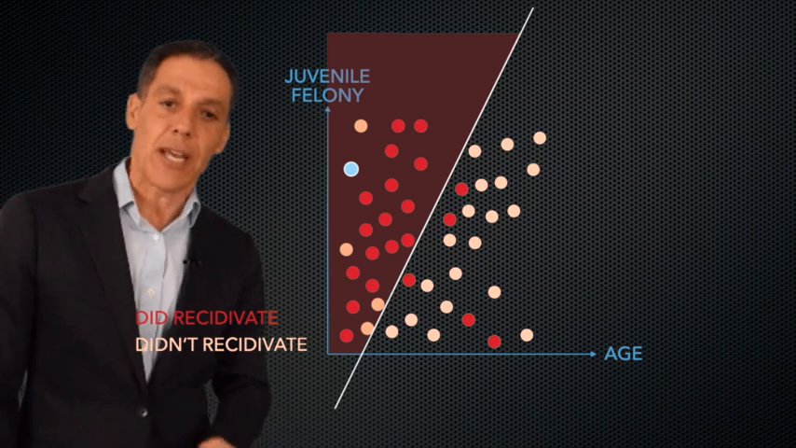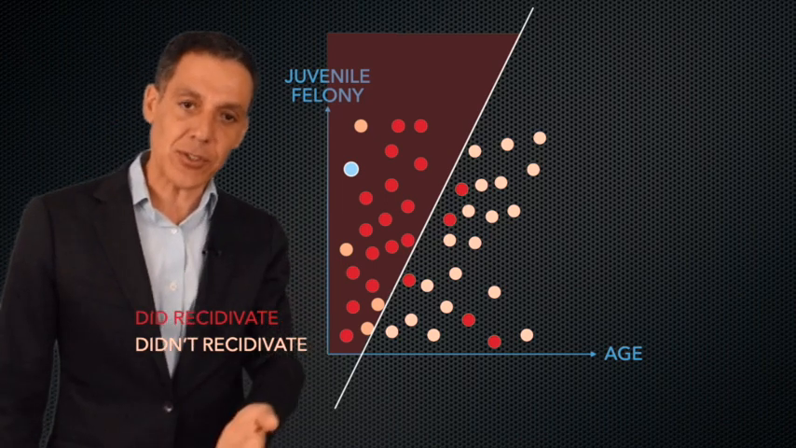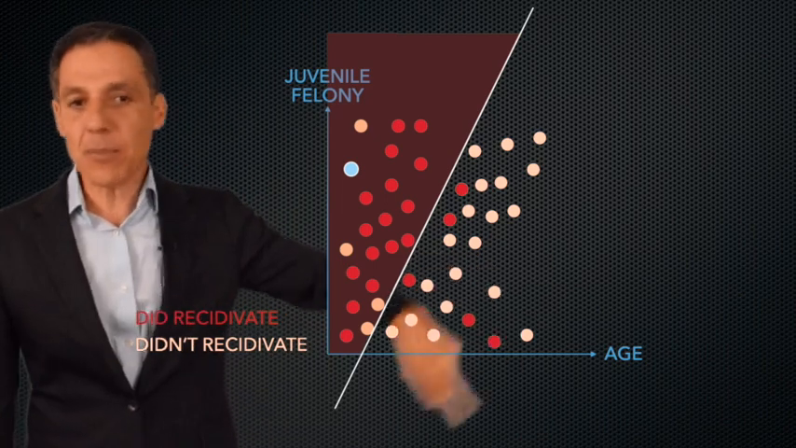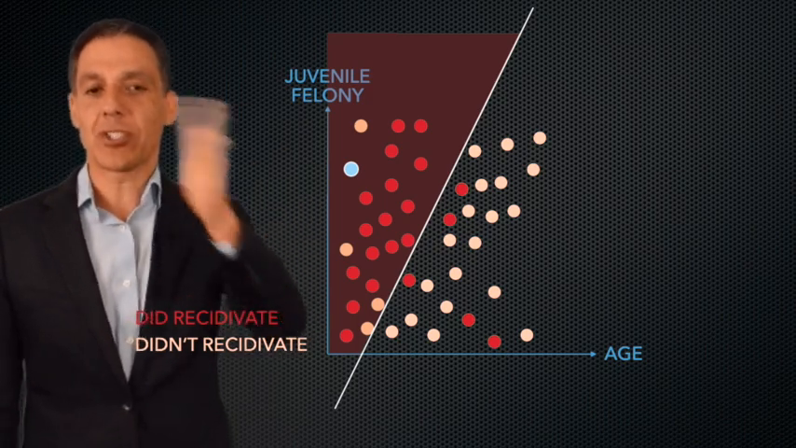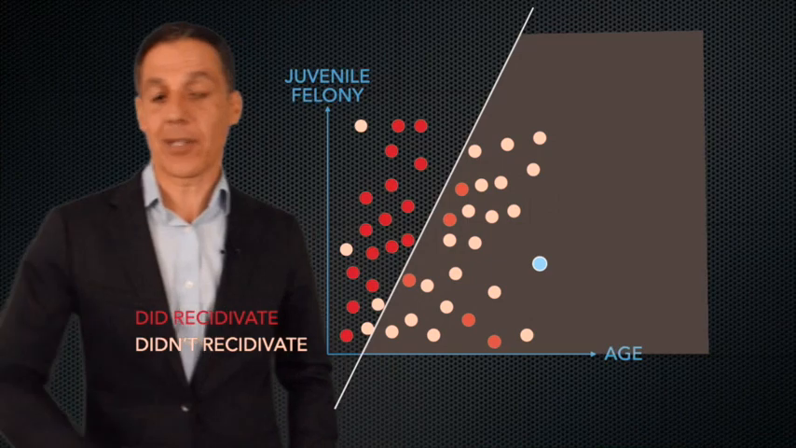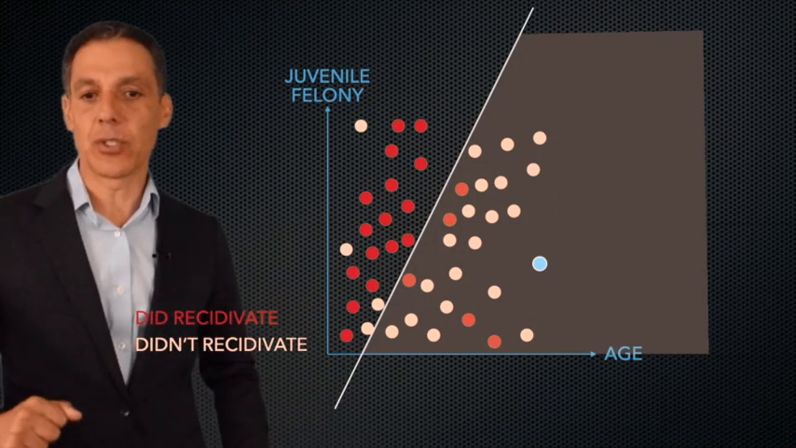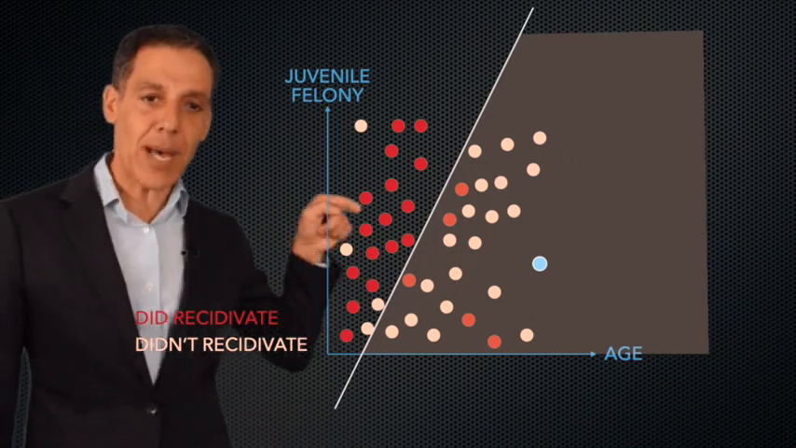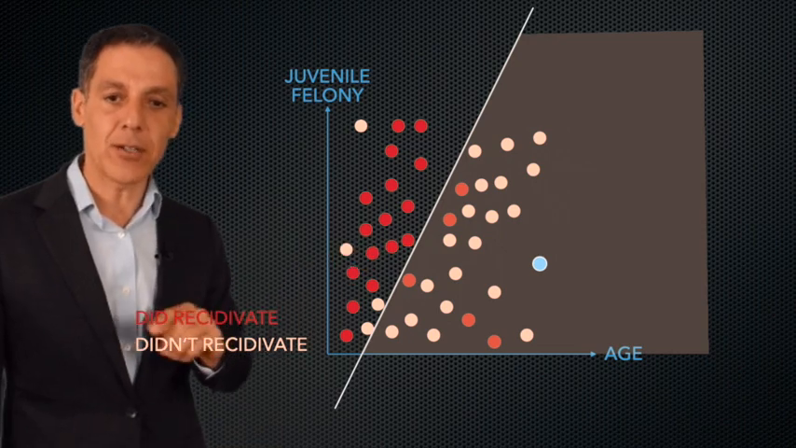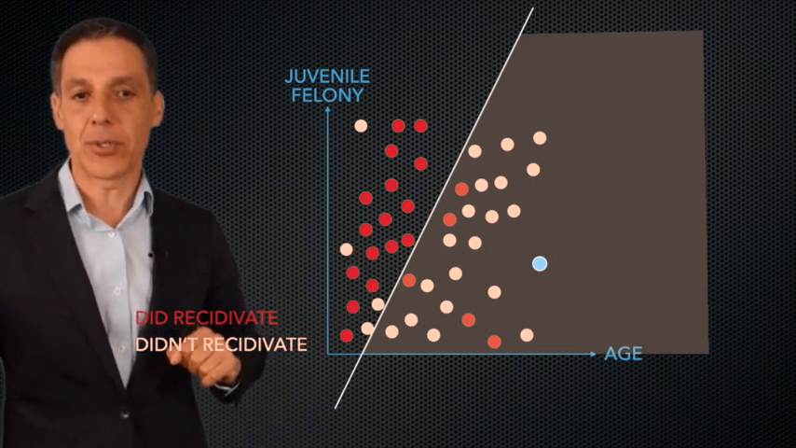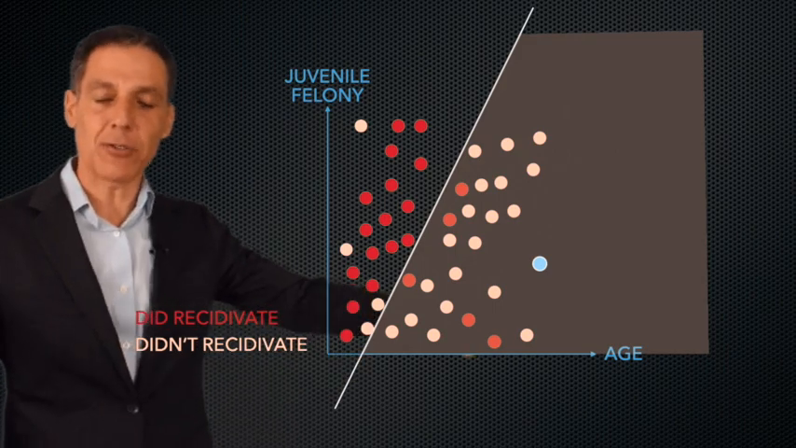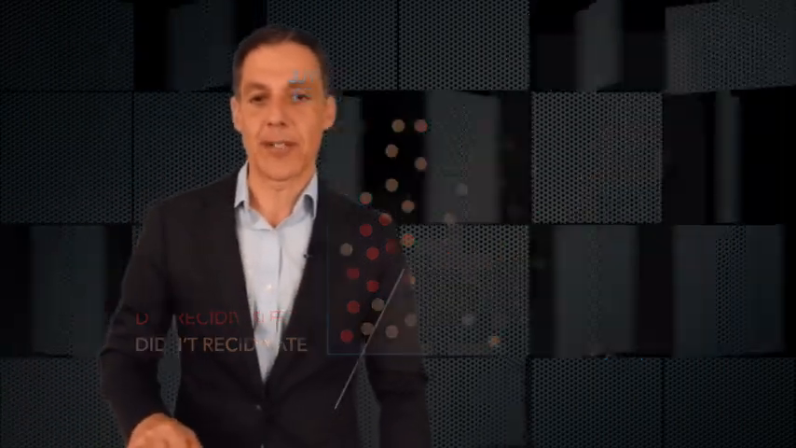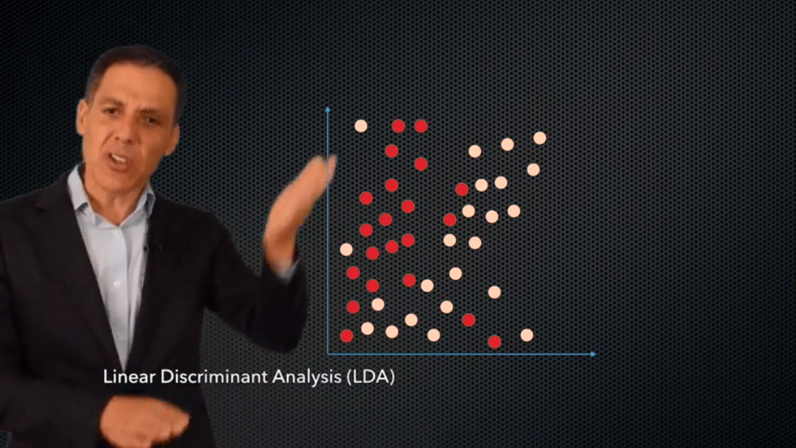And once I learn that separating surface, I can put any data point into the space right there, and then I make a prediction. Which side of the line are you on? So if you're on the left side, I predict that you will recidivate. And if you are on the bottom side, like that blue point right there, then I say you are not going to recidivate. I have a classifier. Okay? Again, not perfect, but the majority of the yellow dots are there and the majority of the red dots are there. So how do you learn that line?